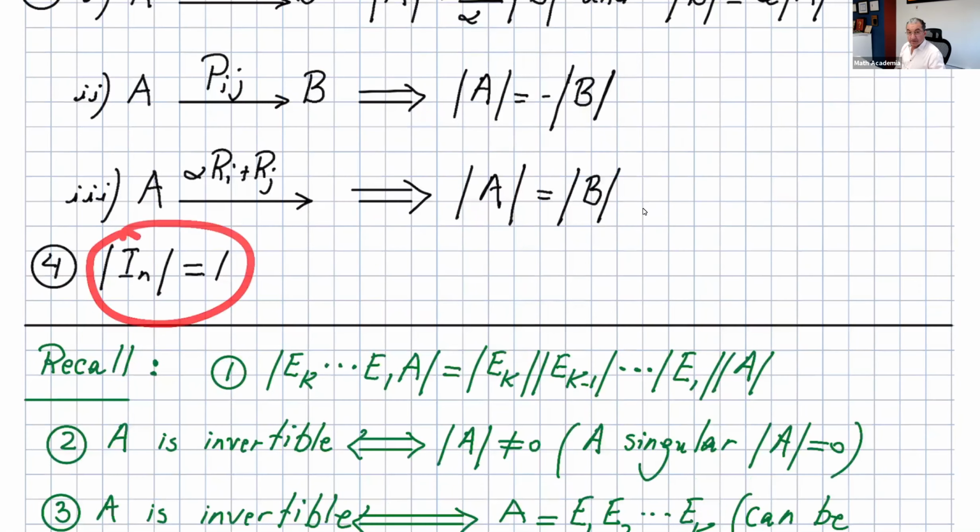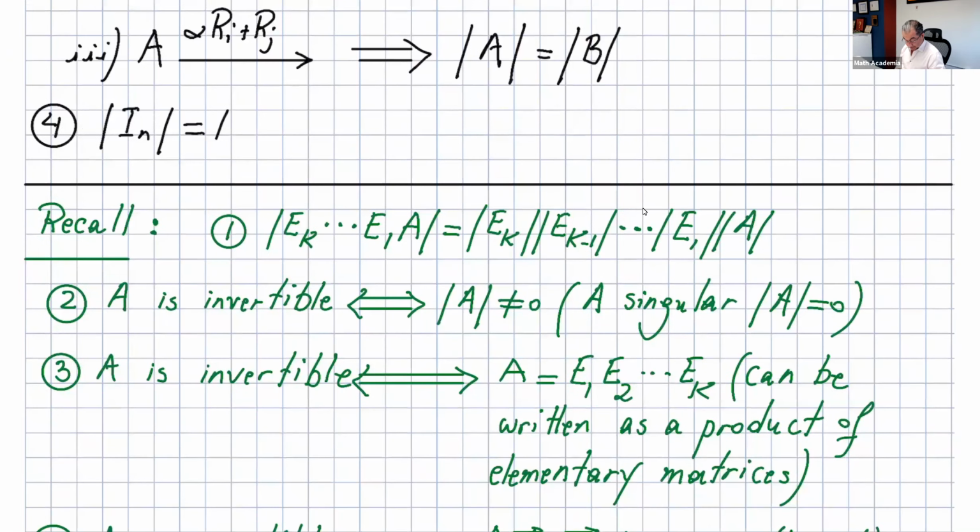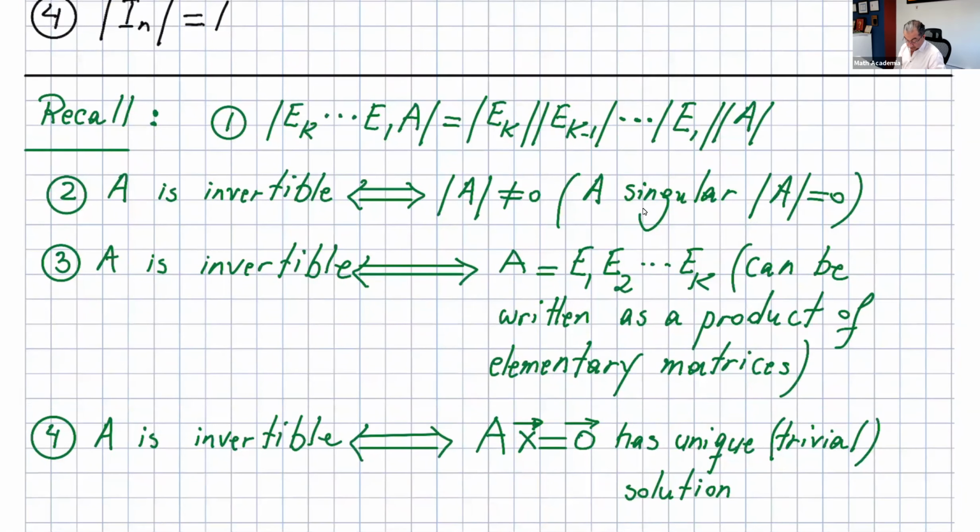Pretty straightforward. The determinant of the identity matrix is always 1. Here, if A is invertible, the determinant of A cannot be equal to 0. If A is singular, then the determinant of A is 0. So one way of showing whether there is an inverse is to find the determinant of the matrix right away. If it's 0, then you can say it's not invertible. If A is invertible, then we know A can be written as a product of the elementary matrices.